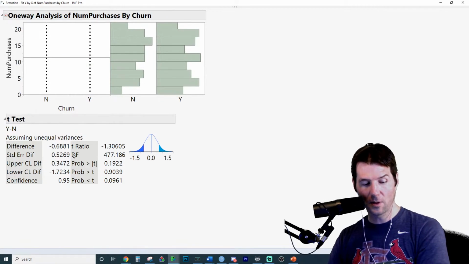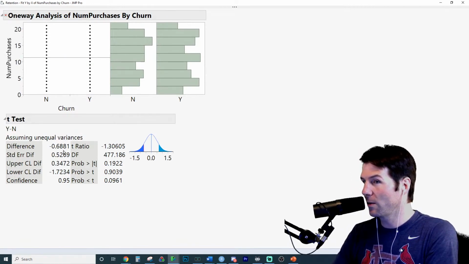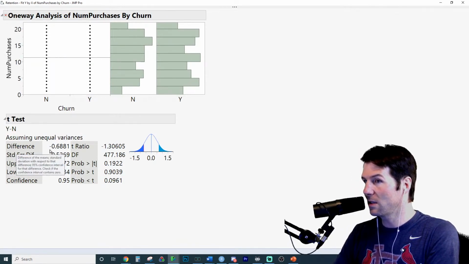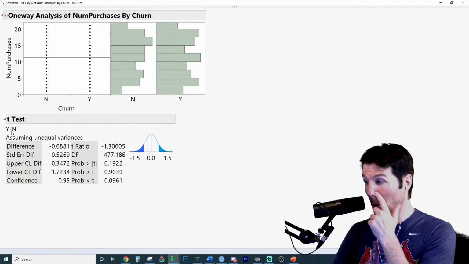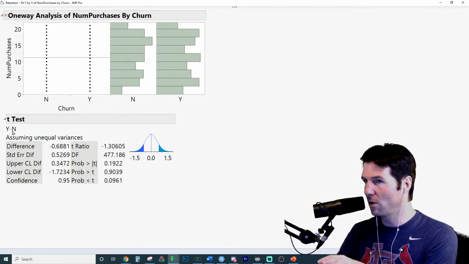We're not going to use that output though. We're going to use this one. And if you notice right here, the difference is negative. Do you see, since the difference is negative, that would be associated with the no group right here. Does that make sense, Layla? That the no group had a higher mean because when we do yes minus no, we get a negative number.